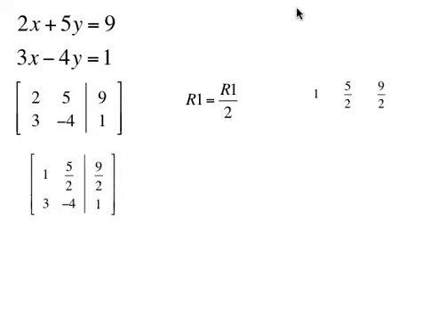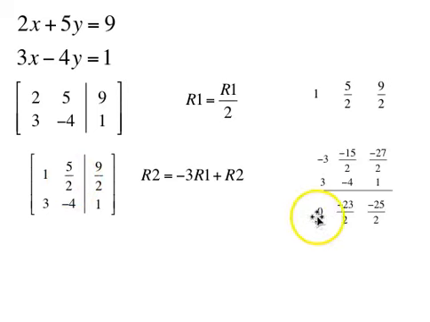So this now is my augmented matrix, but I have to use this 1 to turn that 3 into a 0. So I'm going to multiply the first row by -3 and add that to row 2. So the new row 2 will be -3 times row 1 plus row 2. Now what is -3 times row 1? -3, -15/2, -27/2. And I have to add that to 3, -4, 1.